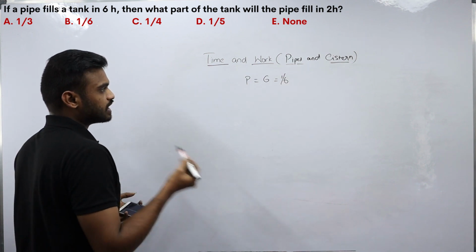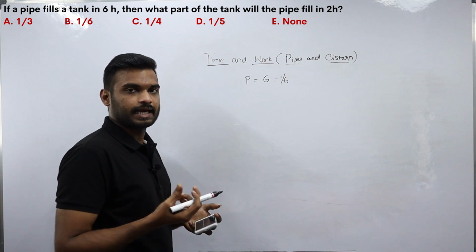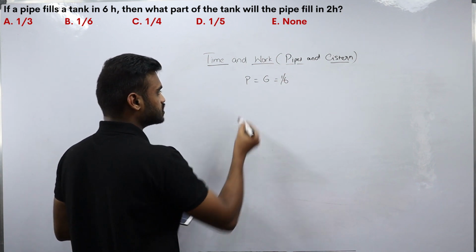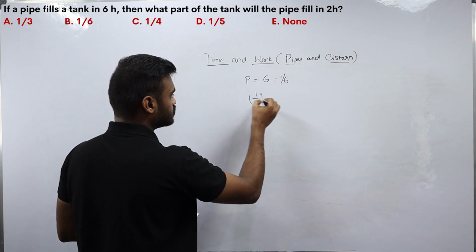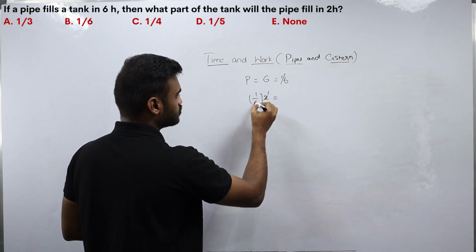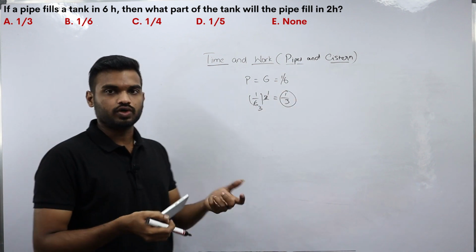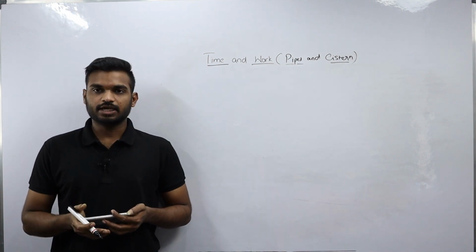Okay, now they are asking us to find out what part of the tank will be completed after 2 hours. Okay, so 1 hour work will be 1 by 6, so we can simply write 1 by 6 into 2, that is 2 ones, 2 threes. So 1 by 3 part of the tank will be completed after 2 hours. Okay, now let's see the second problem.